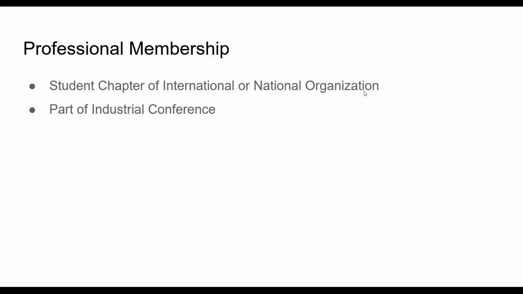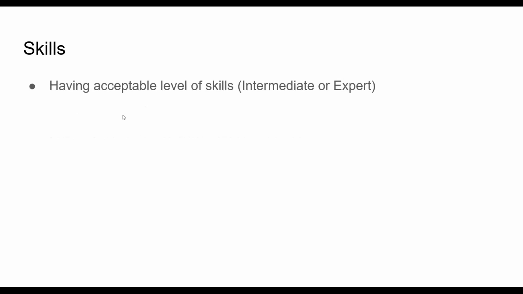For professional memberships, if you are a member of some international or national organization, then you can mention that, such as a student chapter of such an organization or part of some industrial conference. If you have some skills, obviously you have them. Only mention those if you have an acceptable level of skill, intermediate or expert. If you are just learning it, if you are just a primary-level learner, then you should not mention that as a skill in your resume.